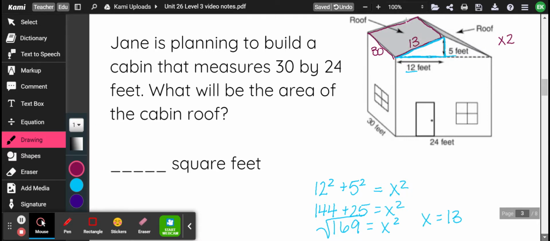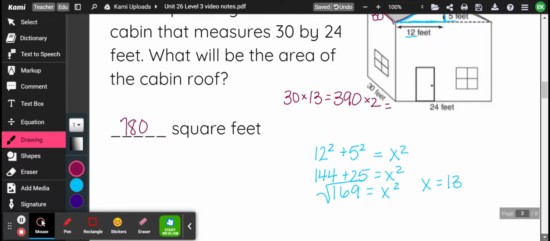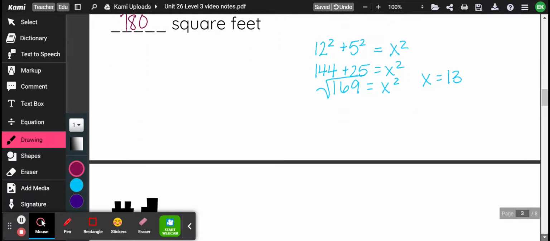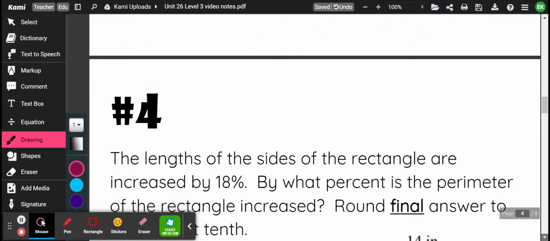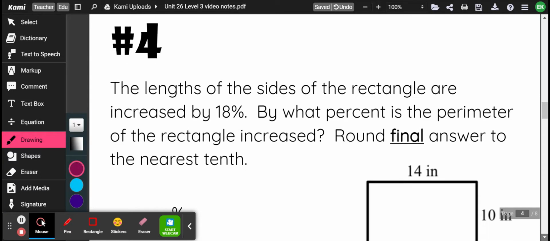Now I know the area of this rectangle is 30 by 13, which when I multiply is 390, which I then need to double in order to get the area of the full roof, which is 780. So my final answer is 780 square feet. Remember that a lot of times with these shapes, you're using the Pythagorean theorem in order to find missing pieces.